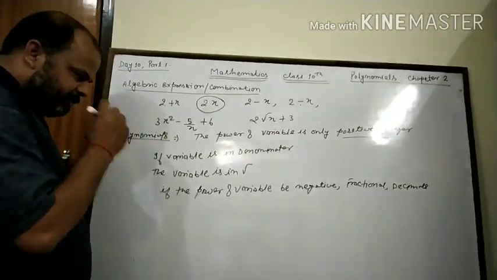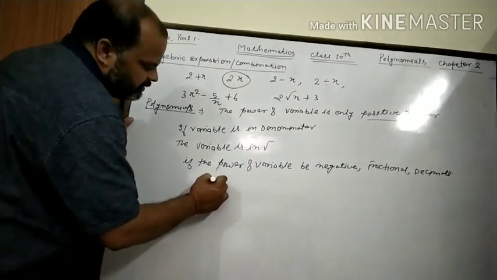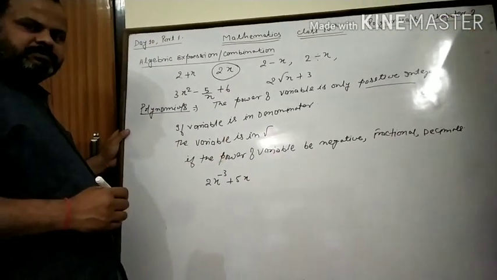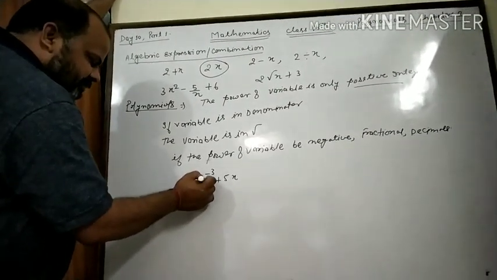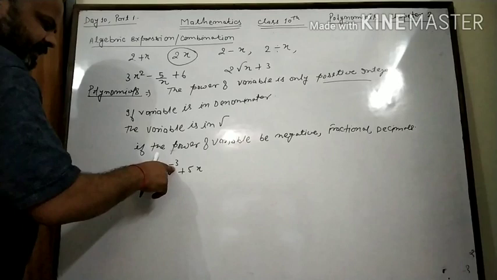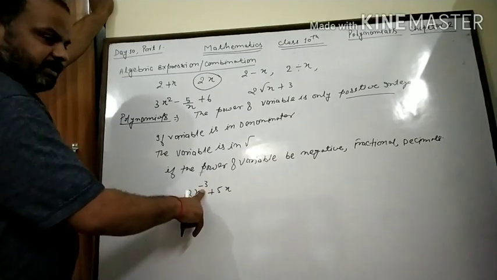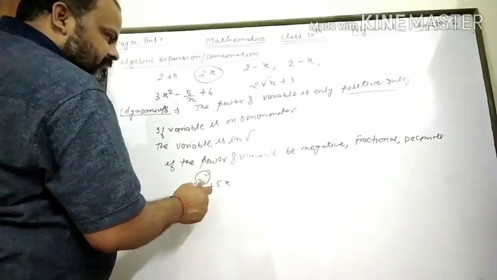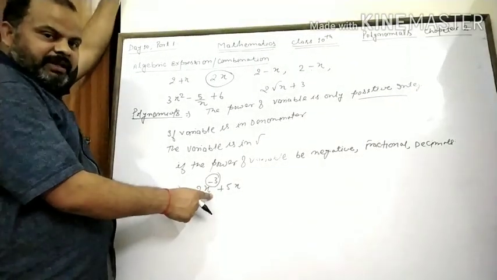See, what is the meaning of this? The power of variable be a negative integer, like 2x minus 3 plus 5x. Clear? Then it is not a polynomial, because here this algebraic combination is in x and their power is minus 3. That's why it is not a polynomial, it is an algebraic combination or expression. Here that means negative power. Why is it not a polynomial? Because here the power of variable x is negative.